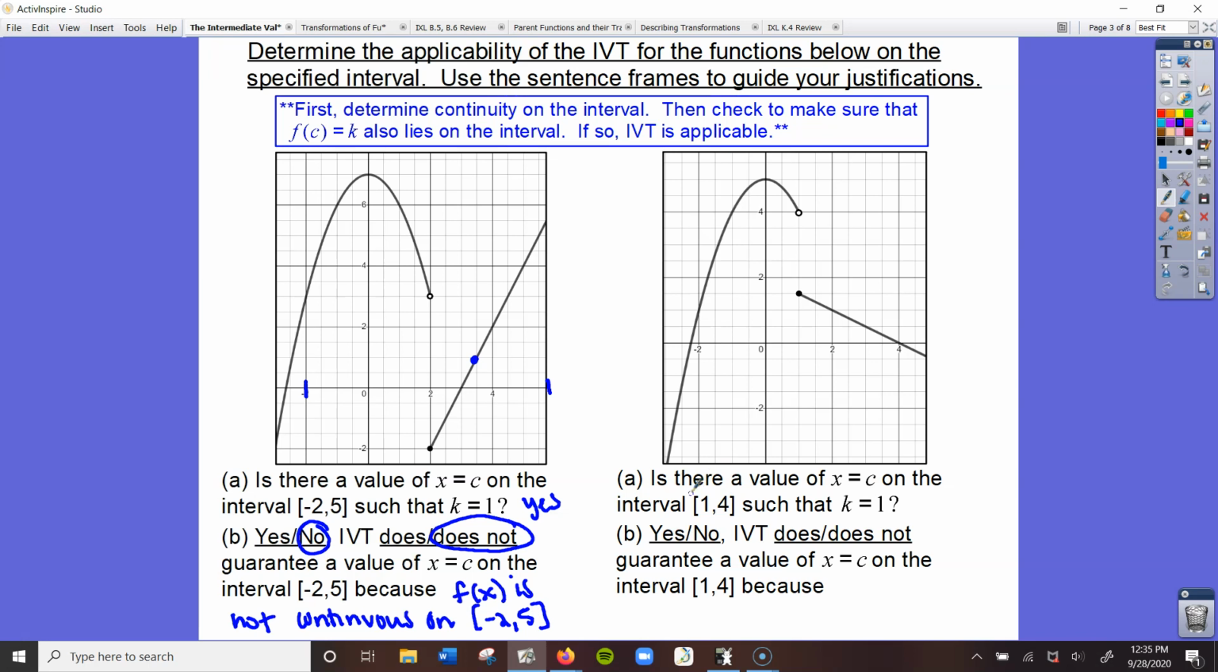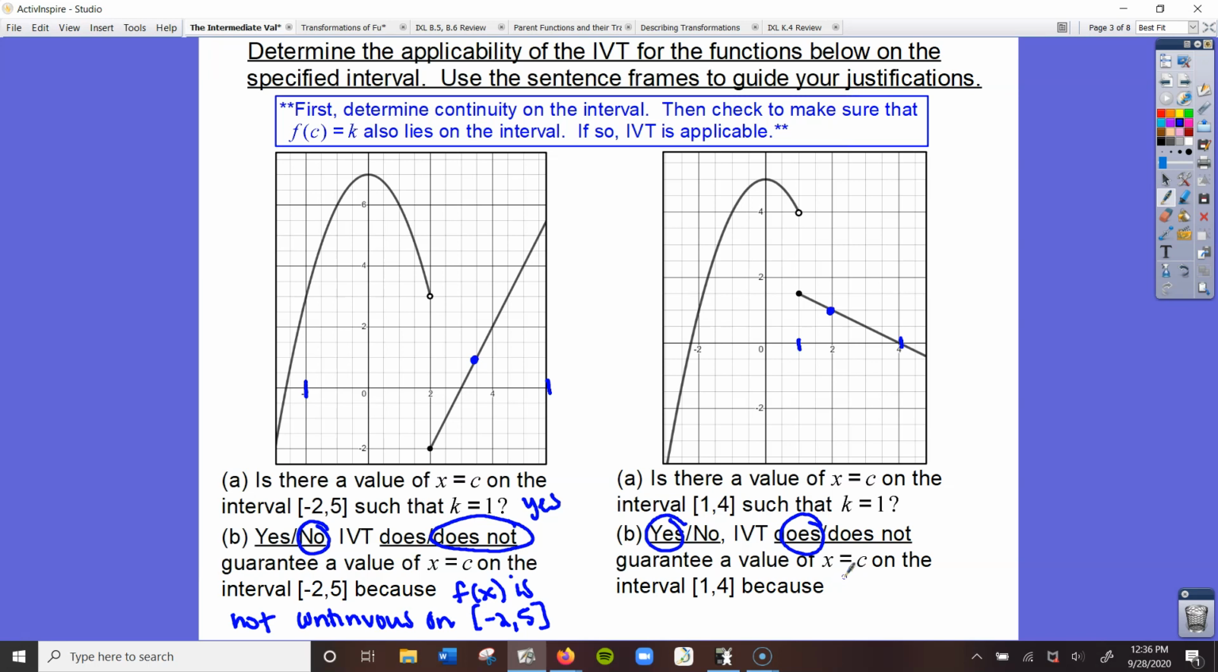Now for this next graph, is there a value of x is equal to c on the interval 1 to 4 such that k is equal to 1? So again, we're going to come here, here's 1, and we do have a value which is right here. So in this particular case, on that interval, my function is considered to be continuous. We also have a value where k is equal to 1 that is within the interval. So yes, IVT does guarantee a value of x is equal to c on the interval 1 to 4.